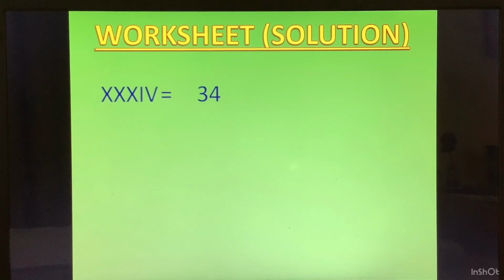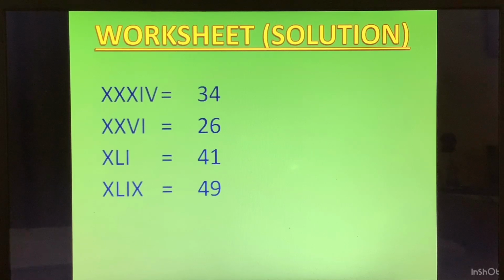XXXIV. So XXX is 30, IV is 4, 34. XXVI, XX is 20 and VI is 5 plus 1, 6, 26. XLI, XL is 50 minus 10, 40 and I is 1. So it is 41. XLIX, XL is 40 and IX is 9, 49. XV, 10 and 5, 15. XXXII, XXX is 30, II is 2, 32. So these are the answers to the first 6 sums.